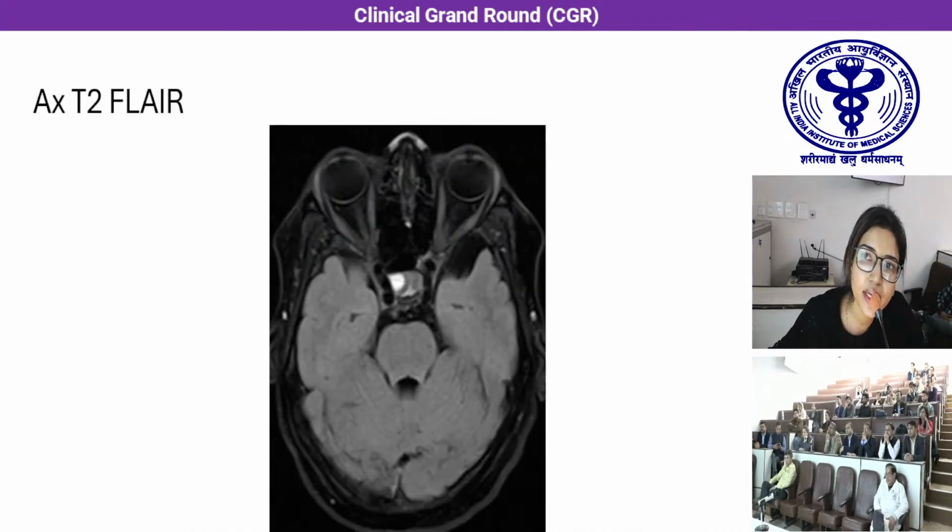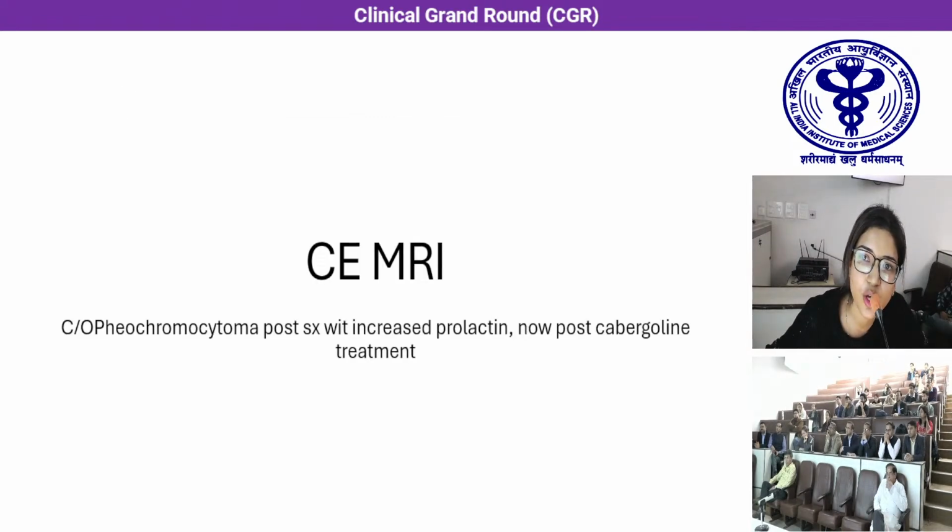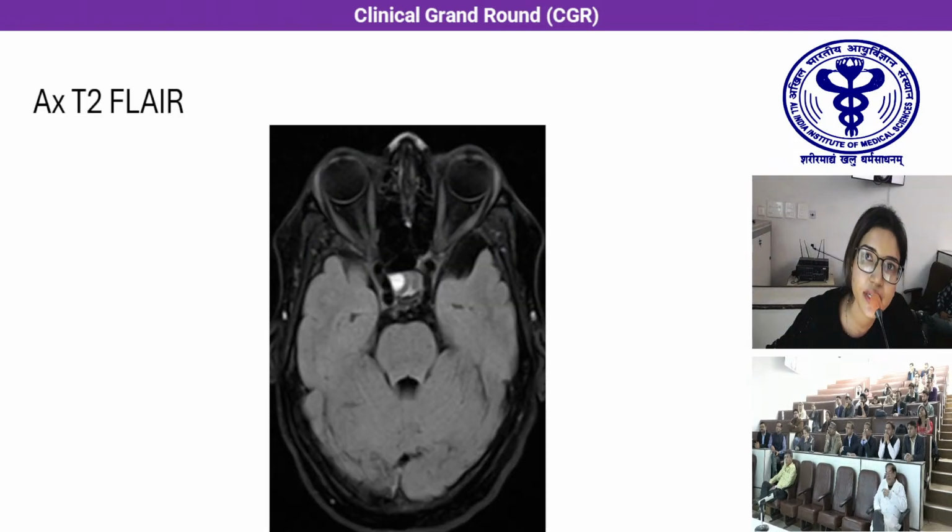Then CMRI is done. In CMRI, brain is done in case of pituitary macro or microadenoma. For microadenoma, dynamic contrast enhanced imaging is advised.